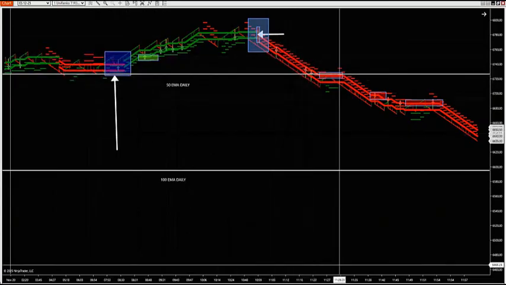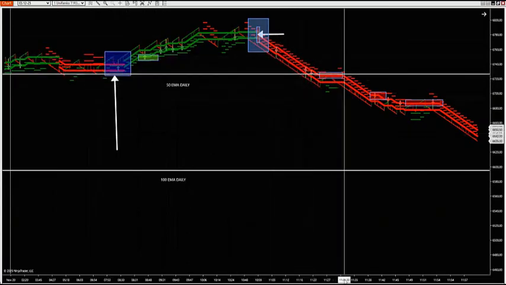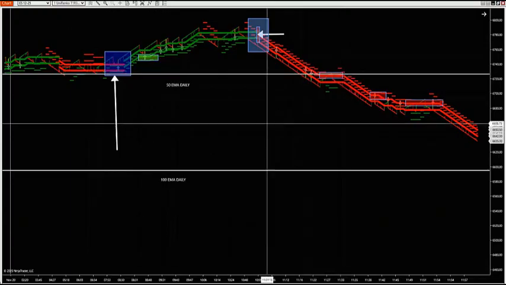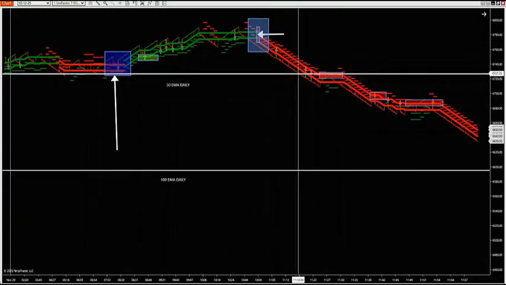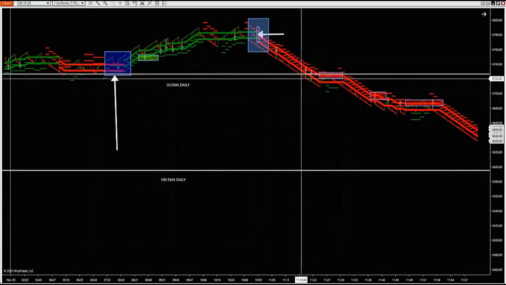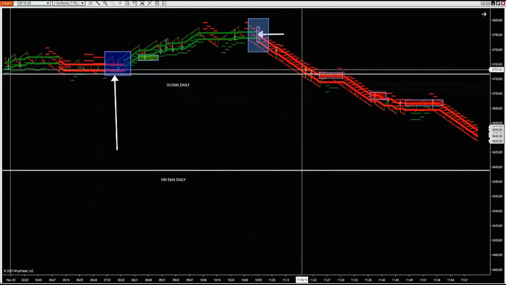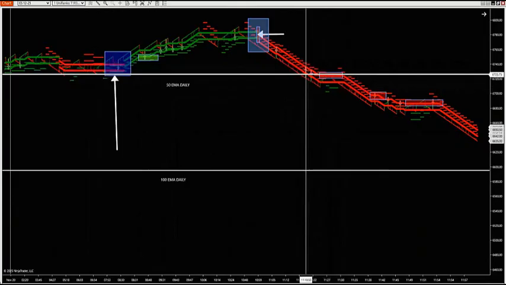But this is a critical level here. This is what started the big move down yesterday. And man, was it beautiful. So it got below the 50 again. That's why I like putting the daily levels on top of our intraday charts. It got below the 50 MA. Look at the market. This is a turning point in the market for the day.